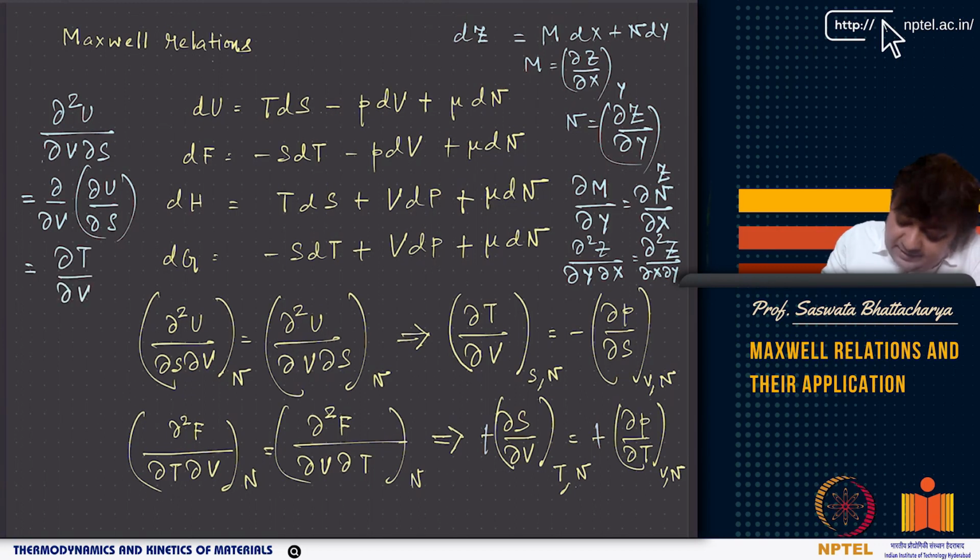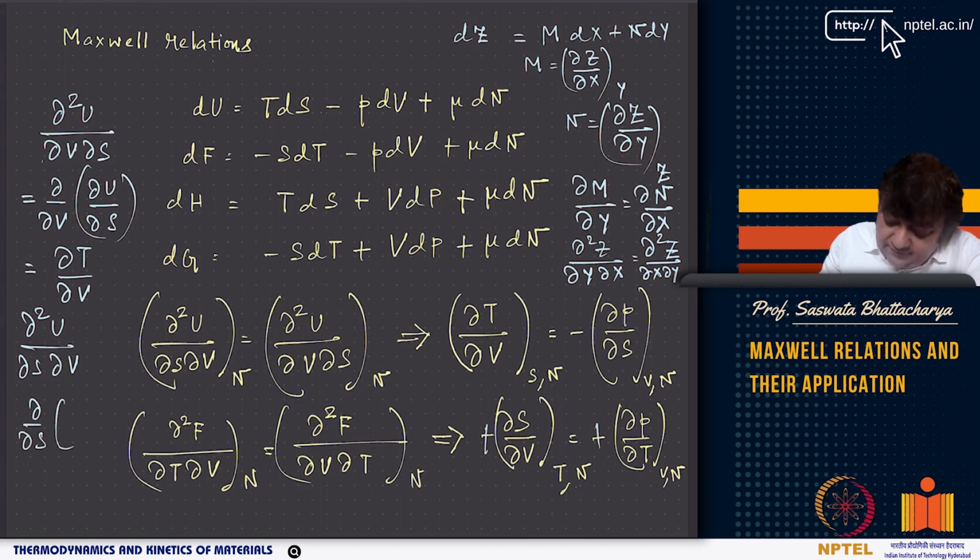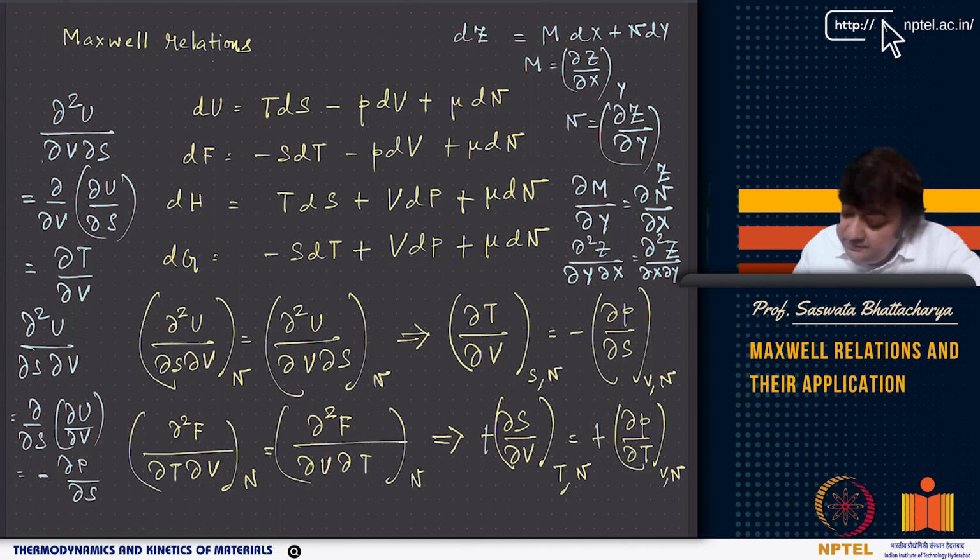On the other hand, del 2U del S del V is nothing but del S of del U del V, and del U del V is minus P, so this is minus del P. So this is what we have written: del T del V at constant S and N is equal to minus del P del S at constant V and N, right?